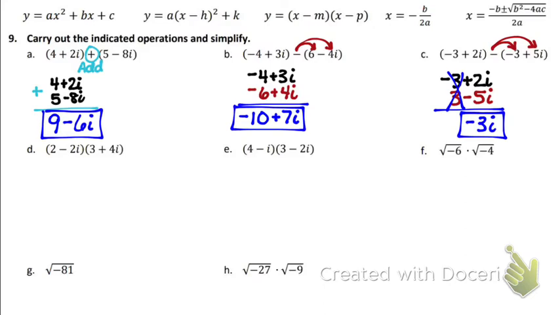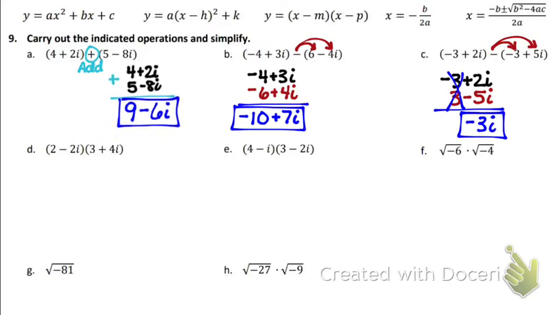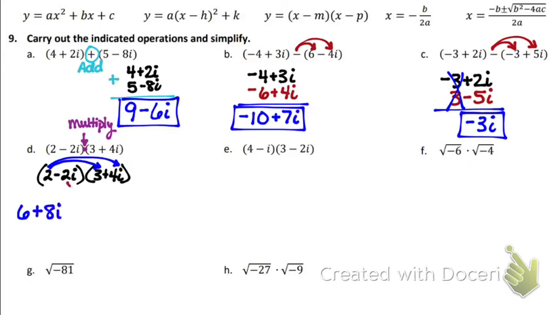What operation is showing on part D? Multiplication. For multiplication, I don't line them up. Addition and subtraction, I line them up. Multiplication, we are going to use double distribution. So I'm going to take this 2 in front, and I'm going to distribute it to both pieces. What's 2 times 3? 6. What's 2 times 4i? 8i. Then I have to take this negative 2i and distribute it to both pieces.